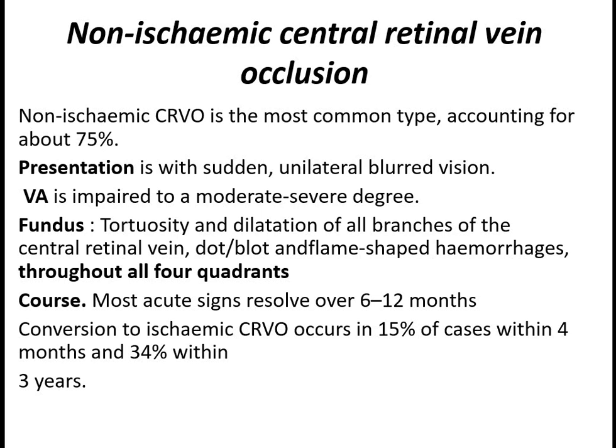Here, all the branches of the central retinal vein are dilated and tortuous with dot blot hemorrhage all over the quadrants, through all 4 quadrants. Most acute signs will resolve over 6 to 12 months.